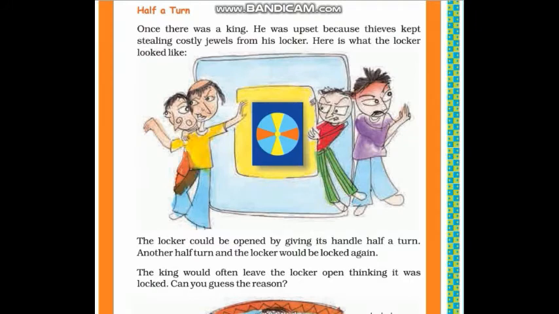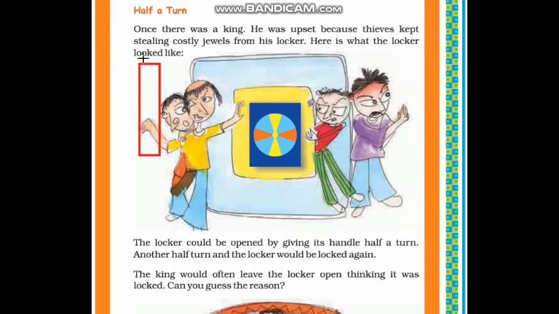Now the topic is half a turn. But before starting this topic, let me explain what is half a turn. So here I am drawing one rectangle. Now I am giving numbers to the sides: 1, this 2, 3 and 4. And now if I give half a turn to this rectangle, means moving from 1 to 2, it will move 180 degrees. So it will look like that.